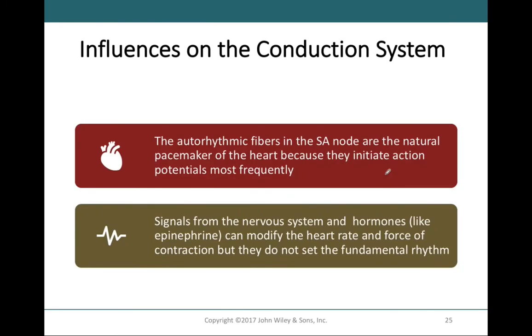So since it is the fibers in the SA node that fire action potentials the most frequently, they are going to set the pace of the heart, and that's why we call them our heart's natural pacemaker. All of these autorhythmic fibers can serve as a pacemaker. In fact, if the SA node were to be destroyed, the AV node would actually take over the conduction of the action potentials through the heart.